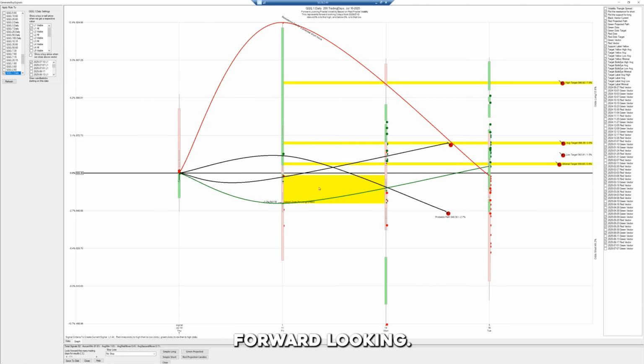Okay, so this is the 3 day forward looking. Now you can see the path and the resistance are much more clear, right? So again, you can look at the bias.